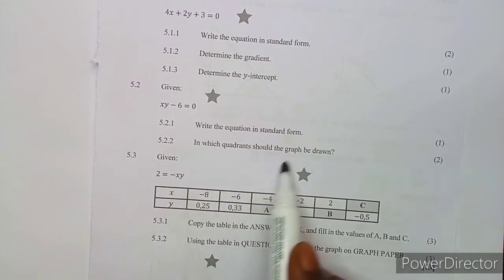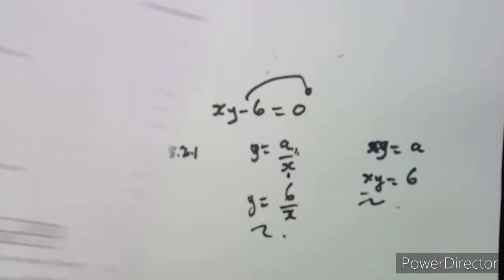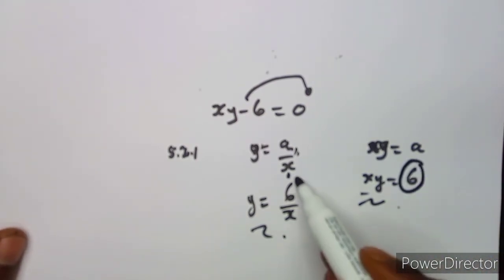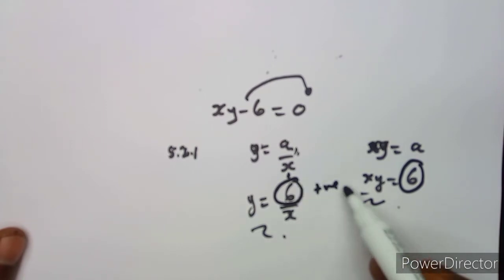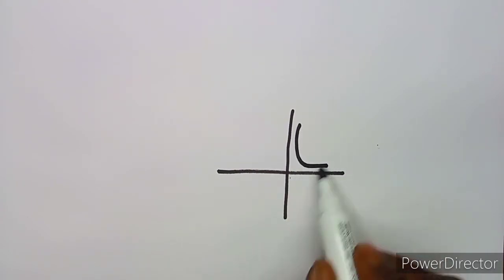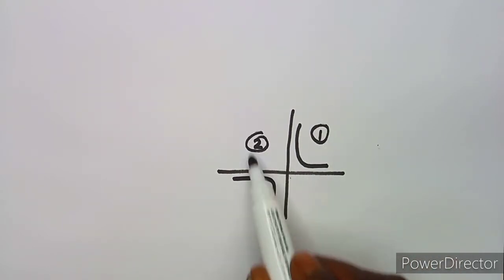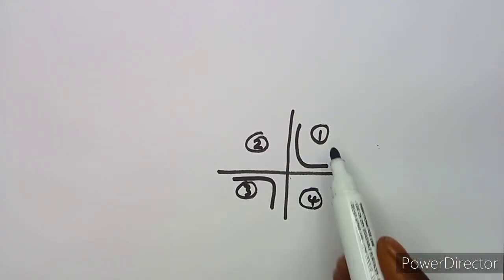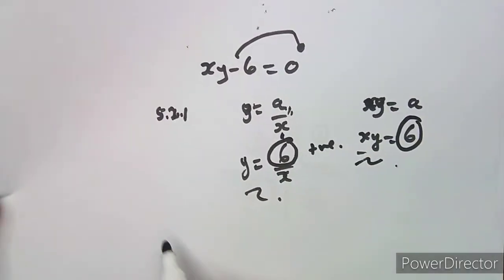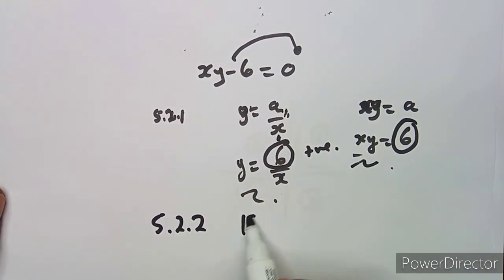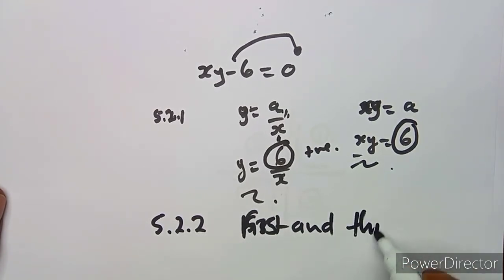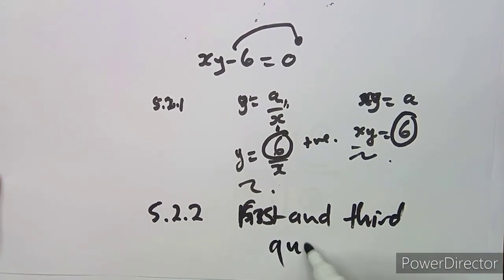In which quadrants should the graph be drawn? You're supposed to know from this one: if this is positive like this, it means your graph is going to be in the first quadrant and also in this quadrant. So this is quadrant 1, quadrant 2, quadrant 3, and quadrant 4. So it's the first and the third quadrant. That is where we are going to have our graph, in the first and third quadrants.